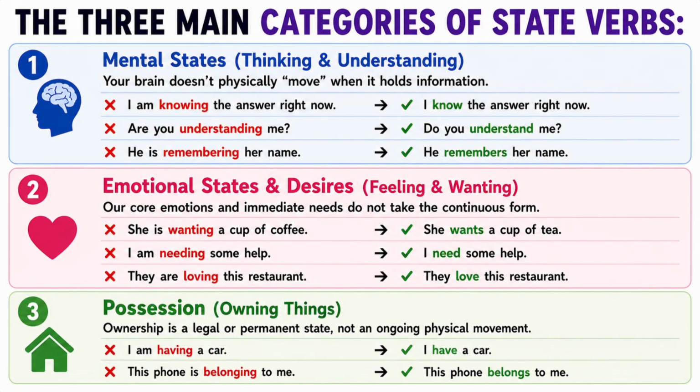The third category is possession or owning things. These sentences are incorrect. I am having a car. This phone is belonging to me. The correct sentences are, I have a car. This phone belongs to me.